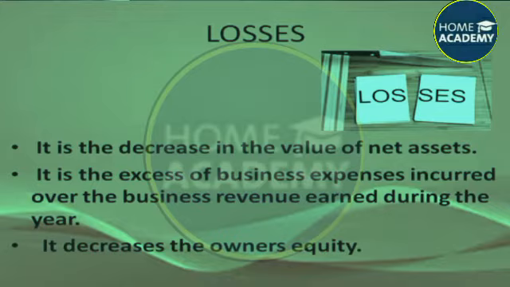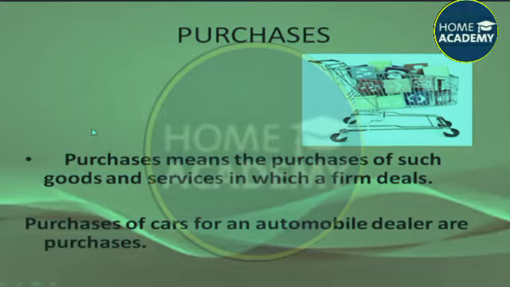Next accounting term is purchases. Purchases means the purchase of goods and services in which the firm deals. So, if an automobile dealer buys cars, it will constitute purchases. But if it procures land or a building, it will not be a part of purchases. What is important here is that purchases will constitute only those items in which the business is dealing. So, an automobile dealer, since he deals with automobiles, any purchase of automobiles would be a part of purchases.